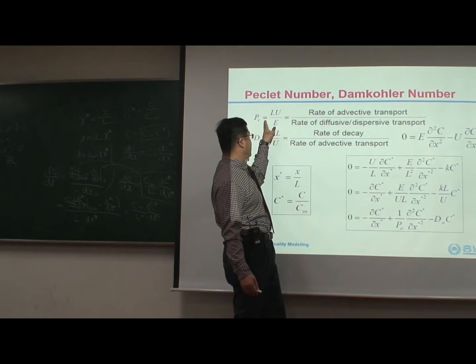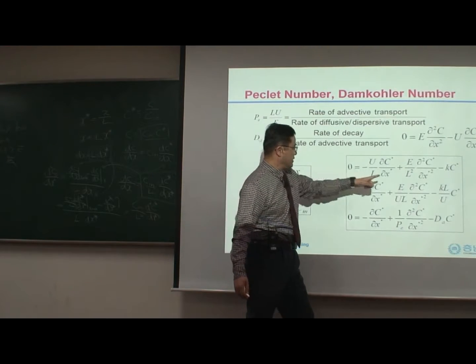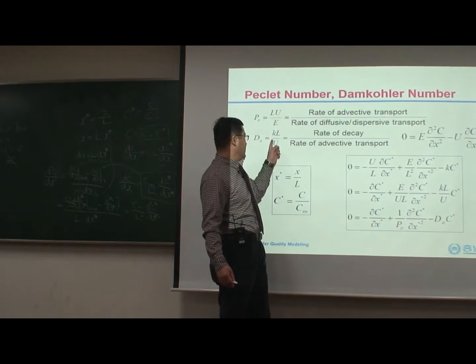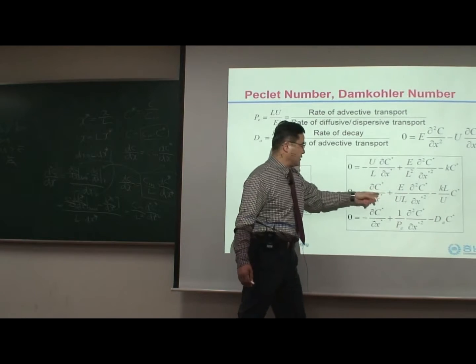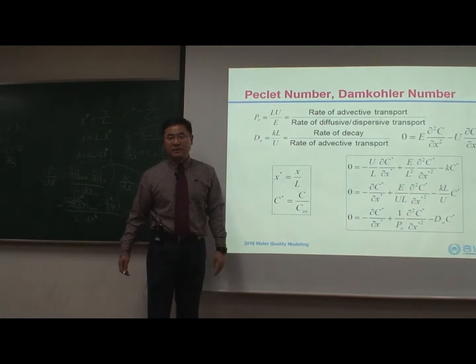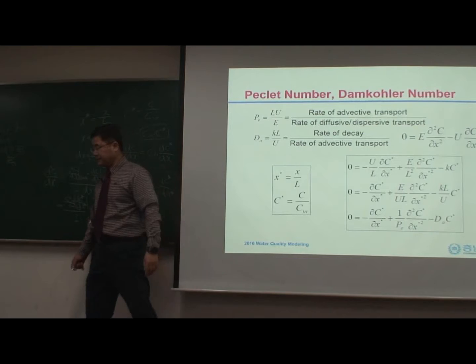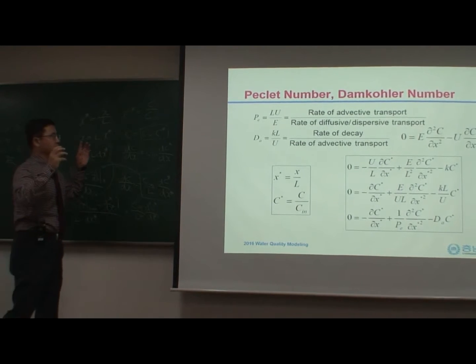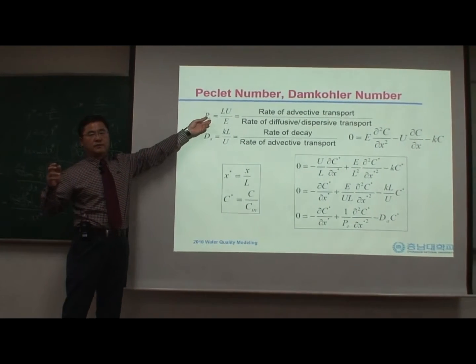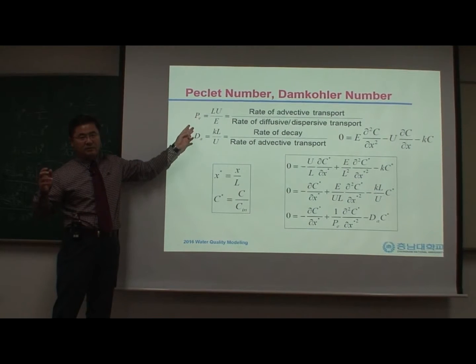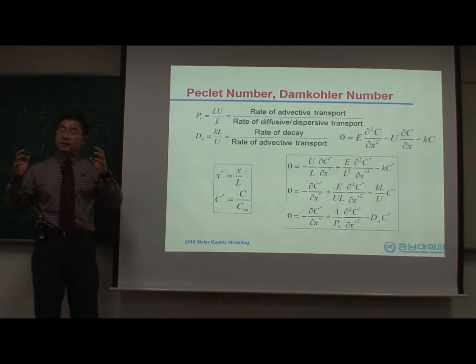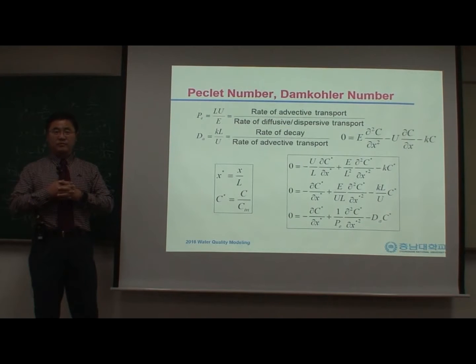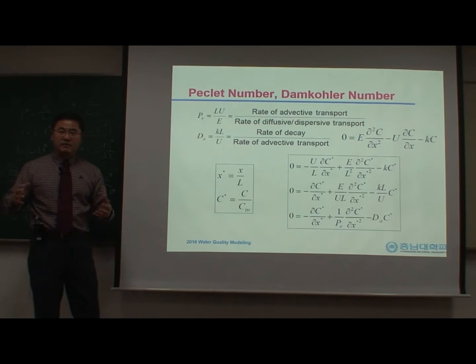And then if you compare this and that, you can say, okay, this one is the same as the Damkohler number, and this one is the inverse of the Peclet number. Okay? So I want you to try to memorize the names of those terms, Peclet number, Damkohler number. And the Peclet number is going to be used a lot if you are in this river analysis business. And the Peclet number is very much important.